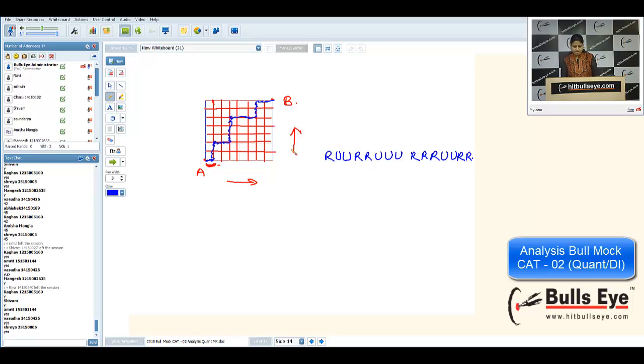Okay, so if you take any arrangement of this, see, if you want to go from A to B, you have to take these many rights always. These are 7 rights. And you have to take these many U's, and they are 7 U's.